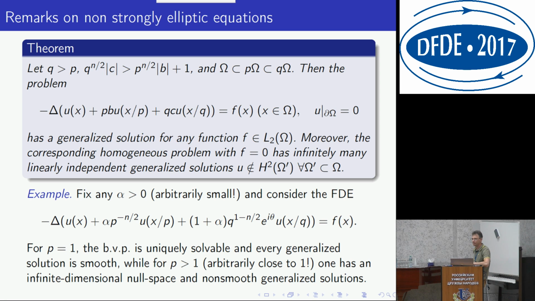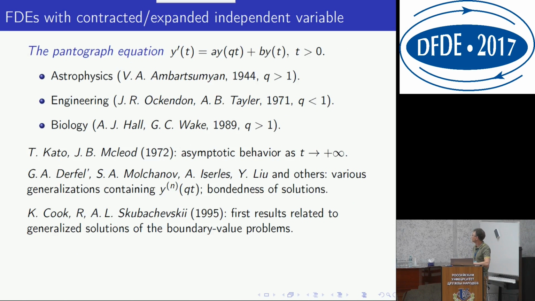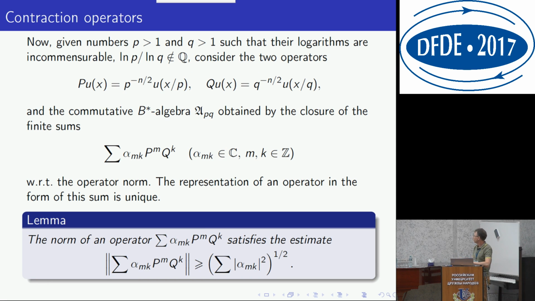And a dual question. You wrote the inequality and said in the very beginning that this inequality holds due to the incommensurability of parameters, but the constant is just one. It does not depend. Yeah, that the norm of the operator is greater or equal than the sum of the coefficients, L2 norm. Yeah. So the constant in this inequality is 1. It does not depend on parameters.